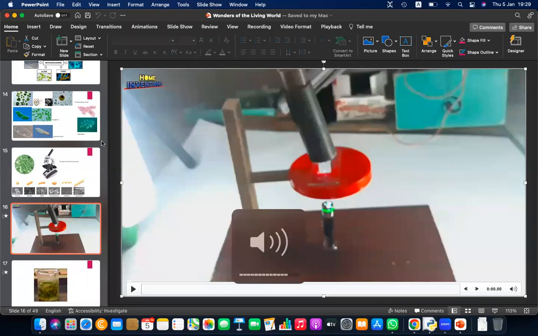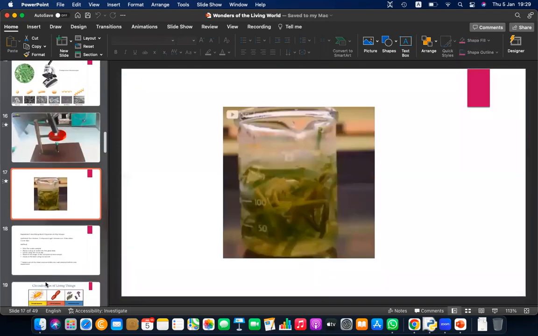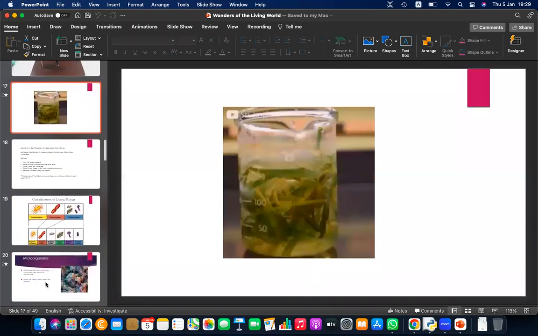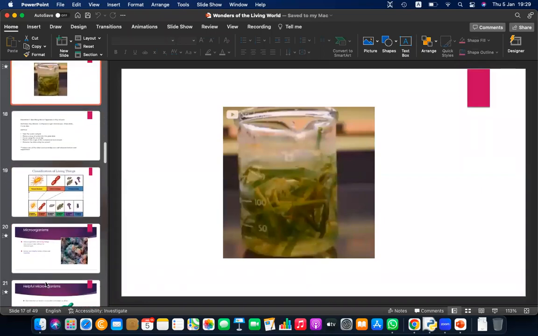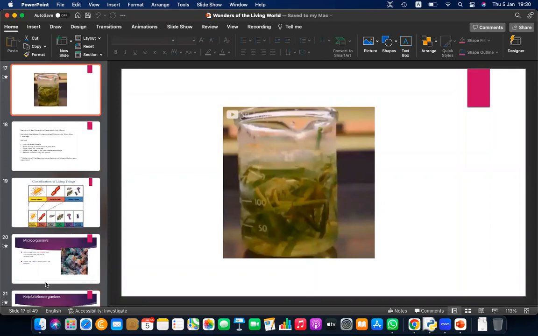Now you got the idea how to create the microscope and how to use it. Now you have a clear idea about that. So to do that, you have to prepare a specimen. What is this specimen? We need to prepare a specimen. A specimen is the sample that we are going to look at.